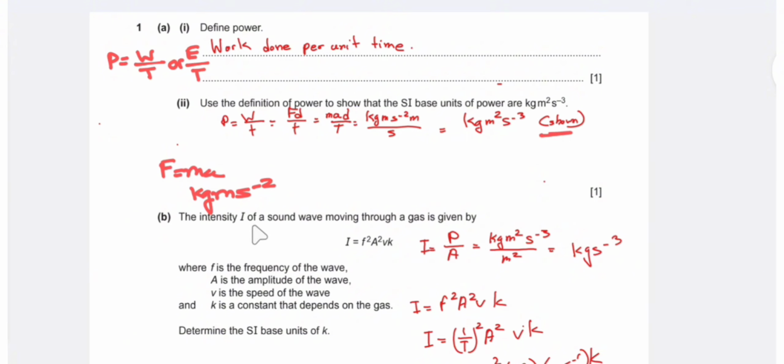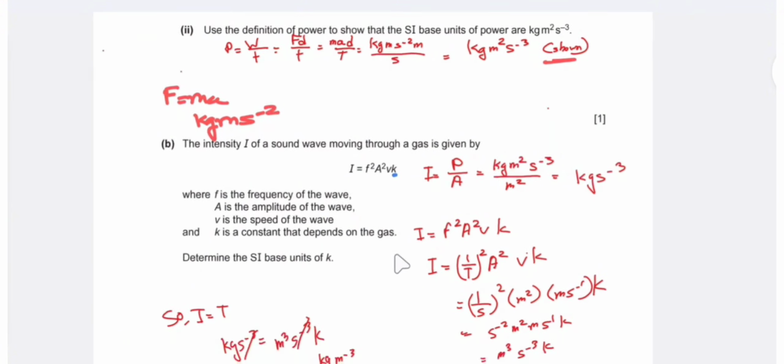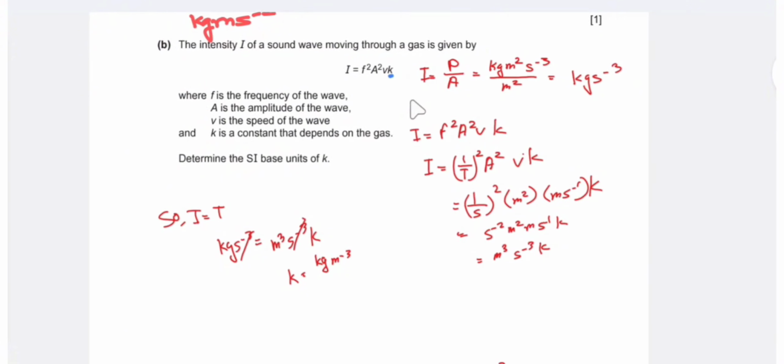Then the intensity of a sound wave moving through a gas is given by this expression, where f is the frequency, a is the amplitude, v is the speed, and k is a constant that depends on the gas. So k is a constant. Determine the SI base unit of k. Now we need to find the SI base unit of k.